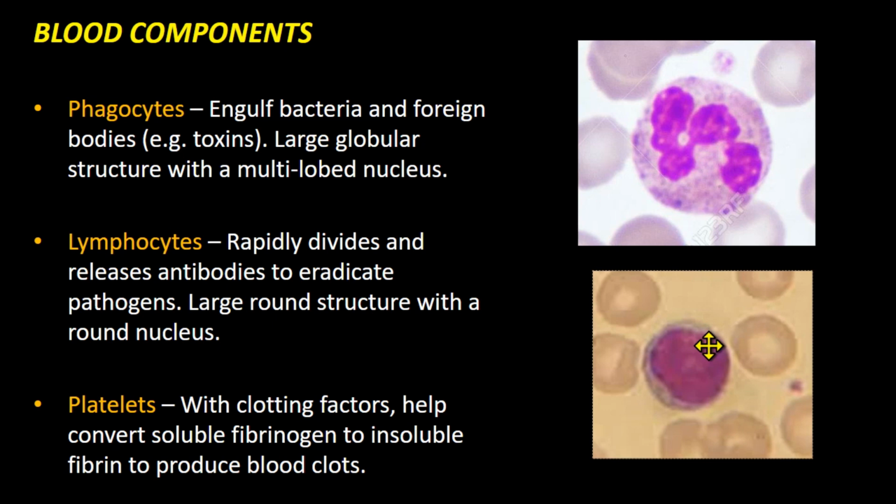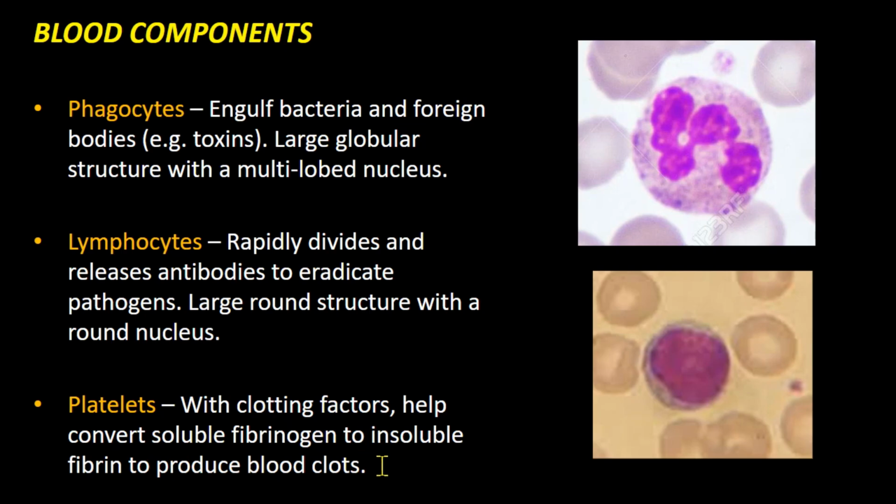Lymphocytes rapidly divide and release antibodies to eradicate pathogens. Think of lymphocytes as snipers and the antibodies as bullets to get rid of the enemy pathogens. It is a large round structure with a very round nucleus. This is how you're able to tell them apart. Platelets are very small, irregularly shaped fragments, and together with clotting factors, they help to convert soluble fibrinogen in the blood plasma to insoluble fibrin to produce blood clots.